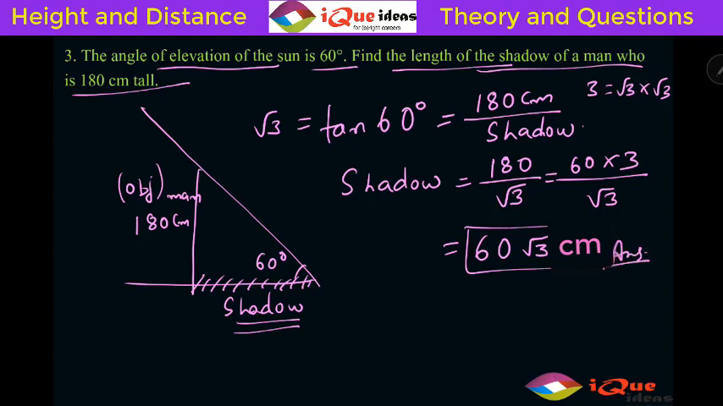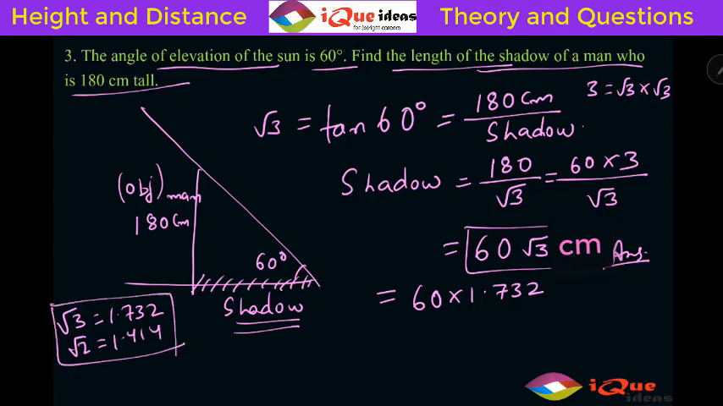But if the question is asking the answer in decimals, then you have to take root 3 as 1.732 and multiply. You have to memorize that root 3 is equal to 1.732. Root 2 is equal to 1.414. So these two square root values you should directly remember. If you multiply, you will get 103.92 centimeter. So this is the length of shadow in this question.